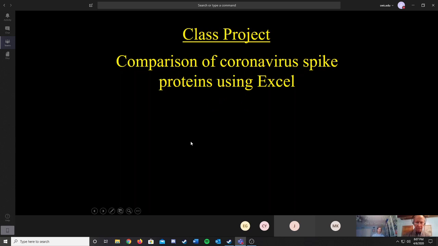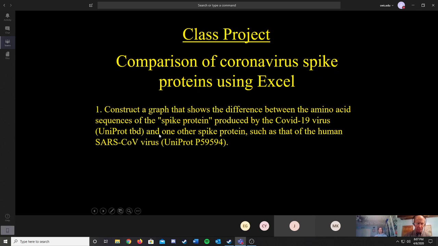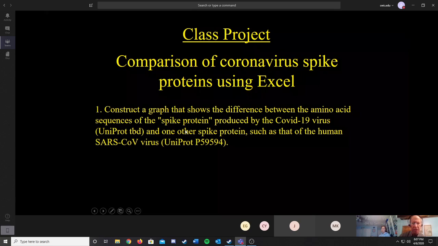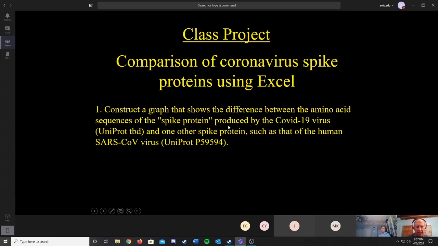Okay, so this class project is a comparison of the coronavirus spike proteins using Excel. It involves constructing a graph which shows the differences between the amino acid sequences of the spike protein produced by the COVID-19 virus. And that one has not been officially posted yet. There's literature on it, but as soon as it's official, I'll post that on Blackboard.